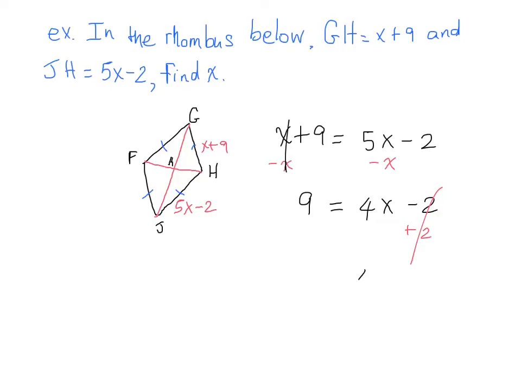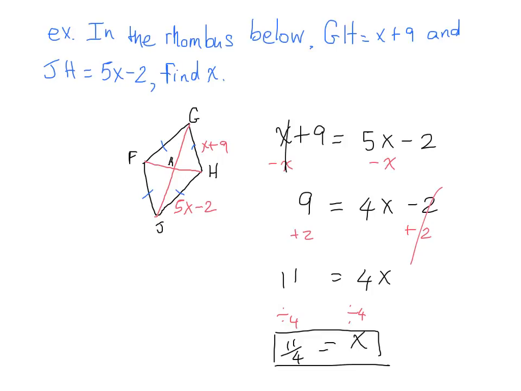And I have here that 4x is equal to 11. And finally, I'm going to divide both sides by 4. And I get here that x is equal to 11 over 4. And we can keep our answer like that. It doesn't matter, or if you prefer, you can change it to a decimal. All right, that's it for now.